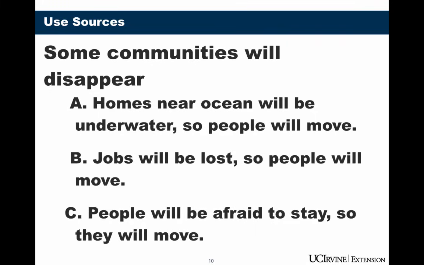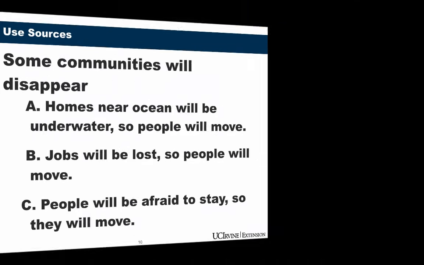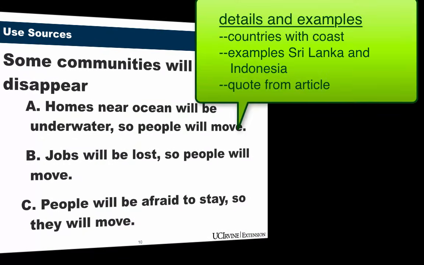The writer will give a couple of details for each one, and this is where the writer will use his source material. He will give some examples or details from the sources, and those will be quotations or paraphrase, which will need to be cited. For example, with this first supporting idea, the writer might talk about some countries whose populations are mostly near the coast. He might give some examples of this, such as Sri Lanka or Indonesia. Then he would want to use a quote from one of his articles.